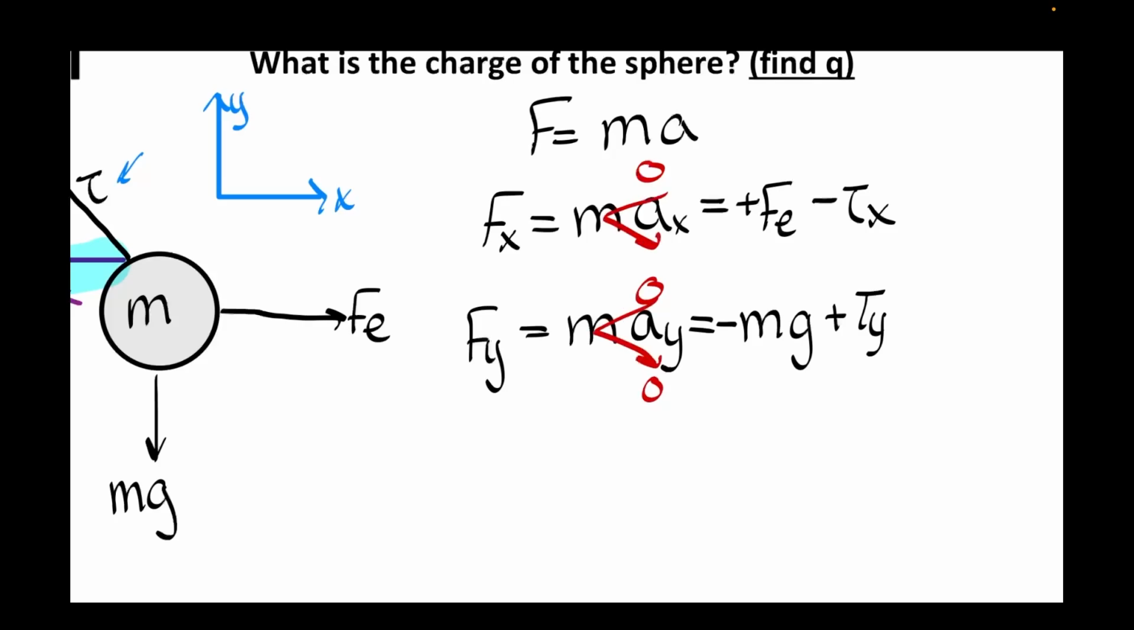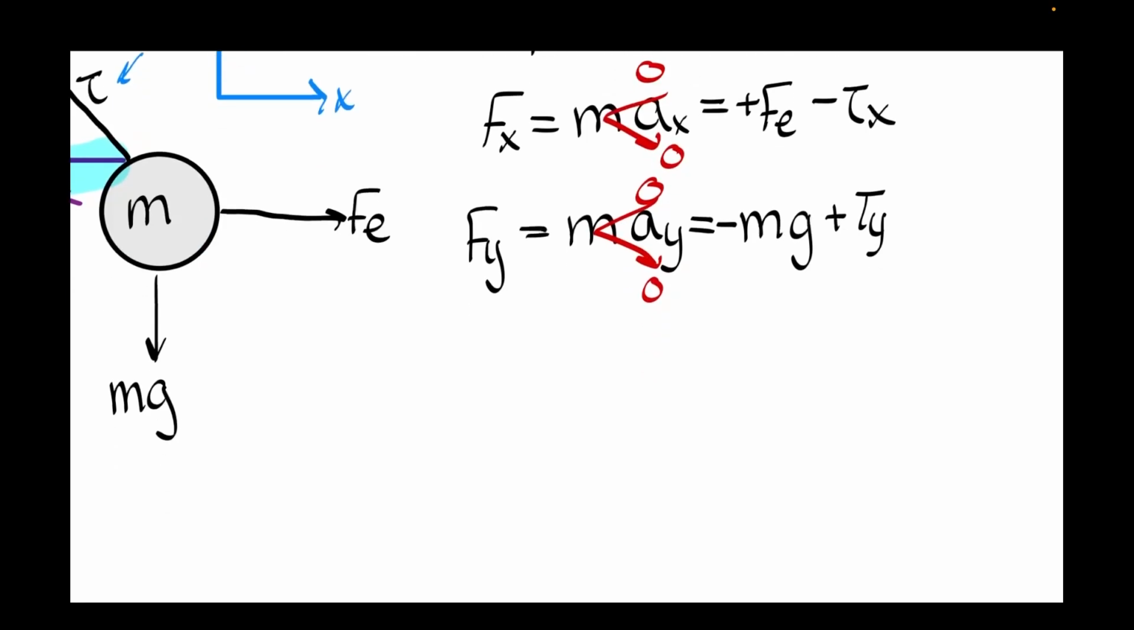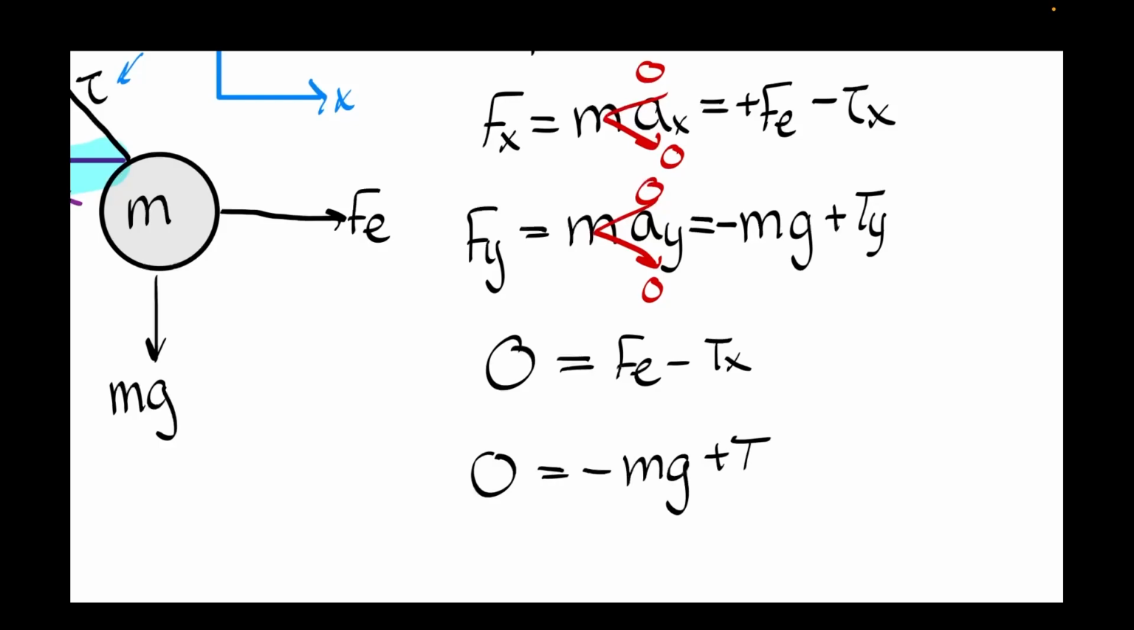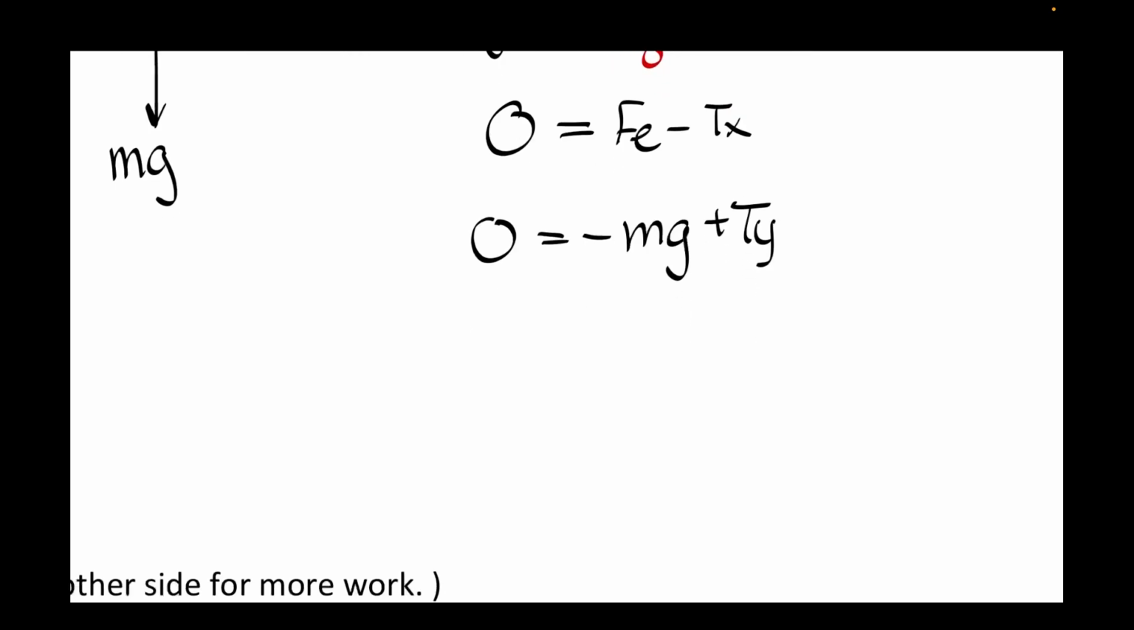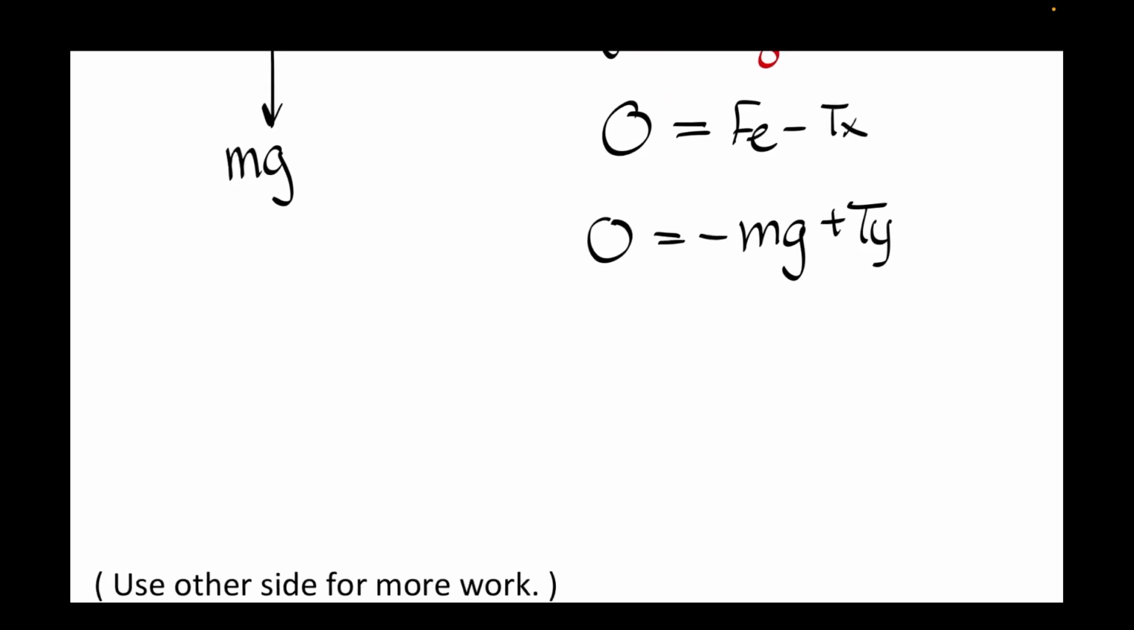This whole thing is 0. So we have 0 equals Fe minus Tx, and 0 equals negative mg plus Ty. All right, well, let's clean up a little bit. I want to equate things. So I have Tx equals Fe and Ty equals mg.